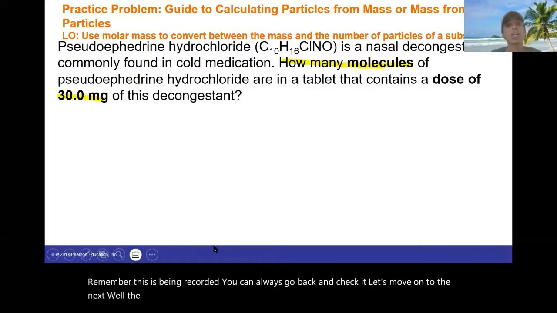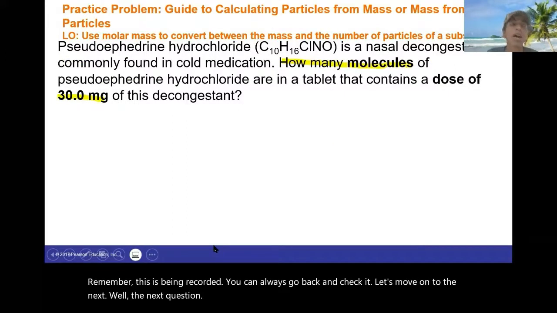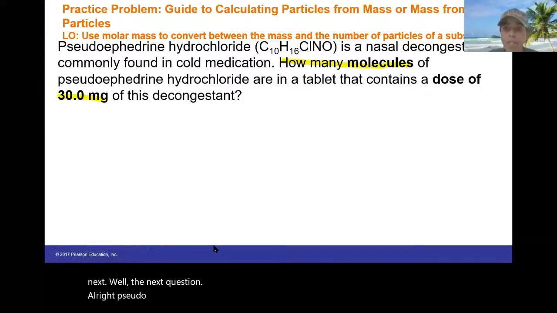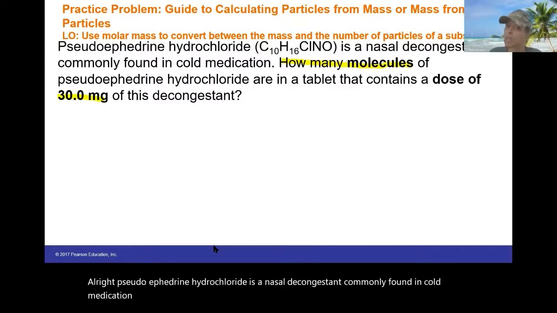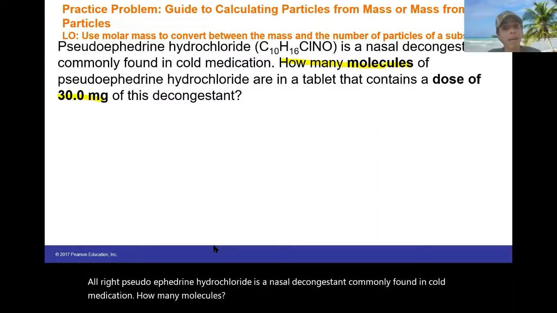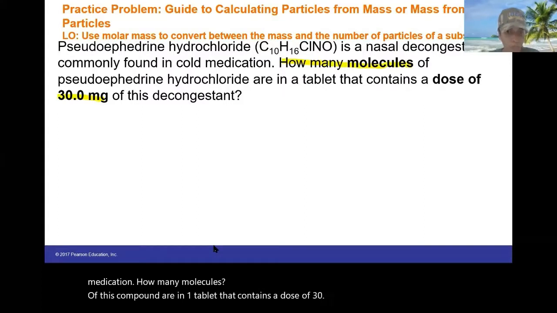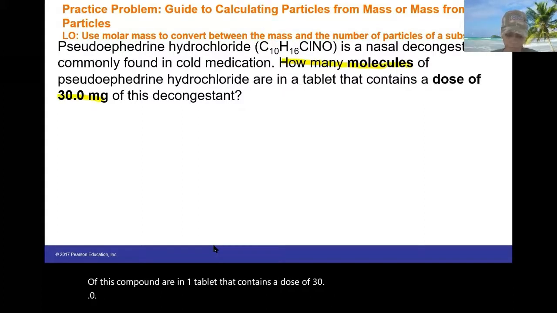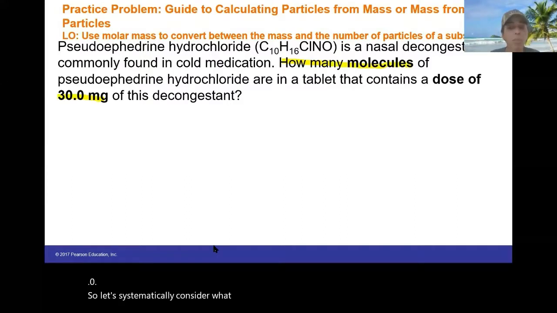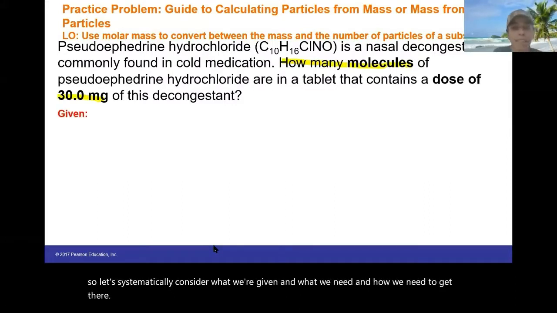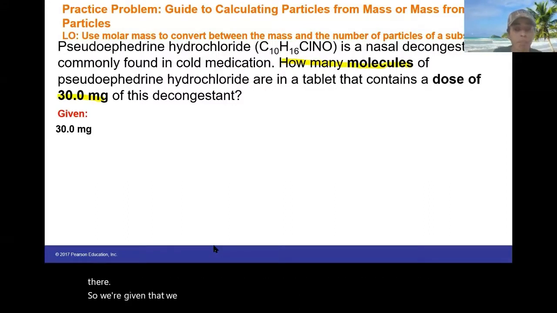All right, pseudoephedrine hydrochloride is a nasal decongestant commonly found in cold medication. How many molecules of this compound are in one tablet that contains a dose of 30.0 milligrams? So let's systematically consider what we're given and what we need and how we need to get there. So we're given that we have 30 milligrams.